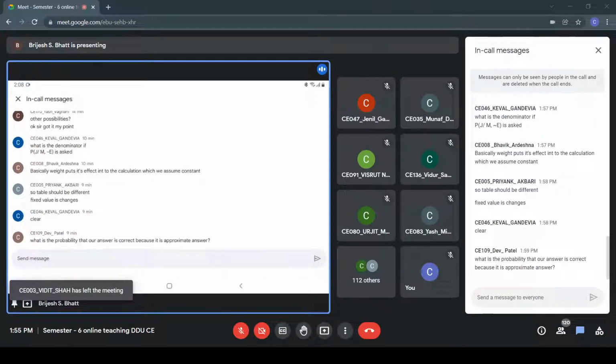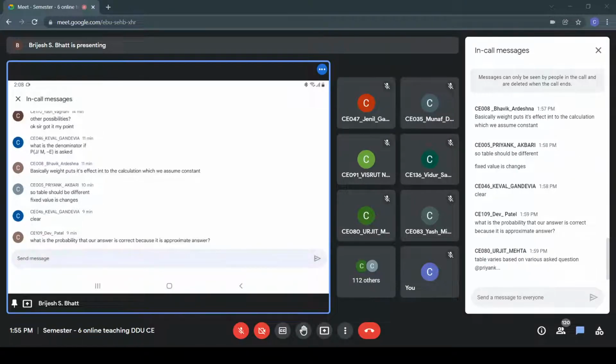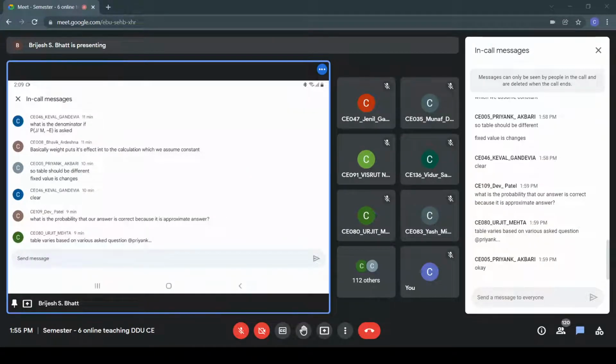Priyank says, so table should be different, fixed values change. Yes. So for the likelihood weighing, as I said, apart from random sampling, for all other sampling, the samples are generated based on the inference question. So depending upon the inference value, you fix the random variable. So for every inference question, you need to generate samples and answer the query.